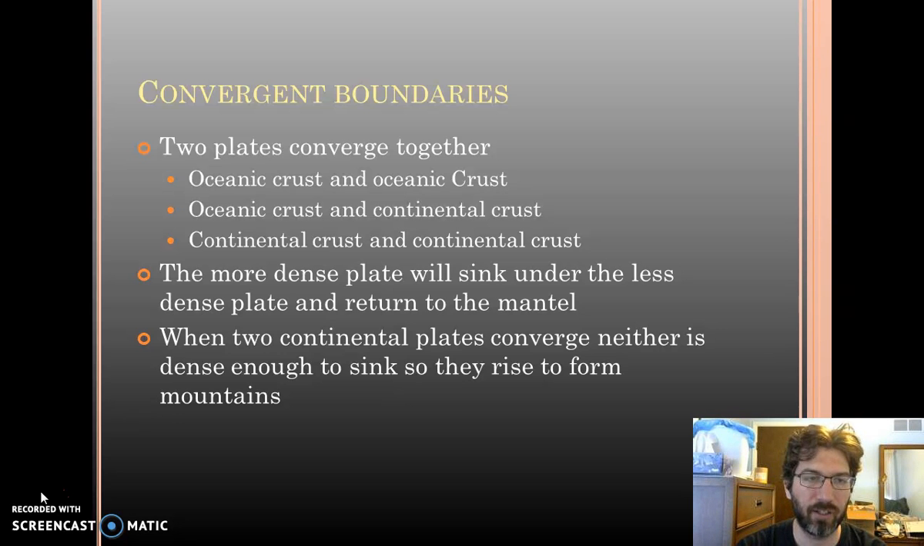You also get continental crust and continental crust merging together. In this case, both of them aren't dense enough to sink, so they're actually going to rise, and this is where mountain ranges are going to form from.